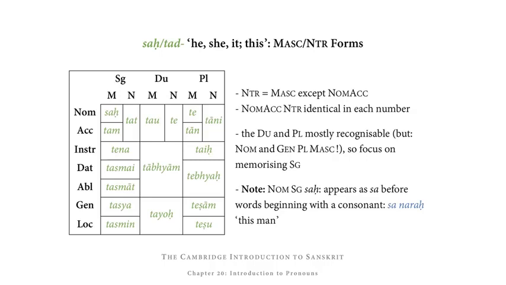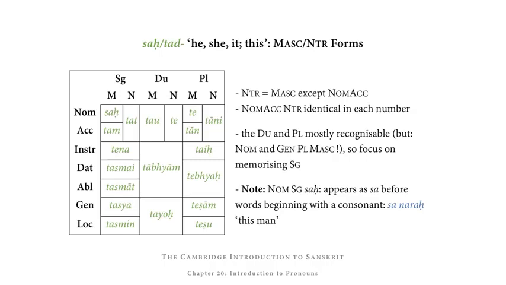The second form that is going to be unexpected is the genitive plural, which we might expect on the basis of narach to be naranam and therefore tanam, but no, it is tesham. So the forms that you need to pay special attention to in the plural are te, nominative, and tesham, genitive.